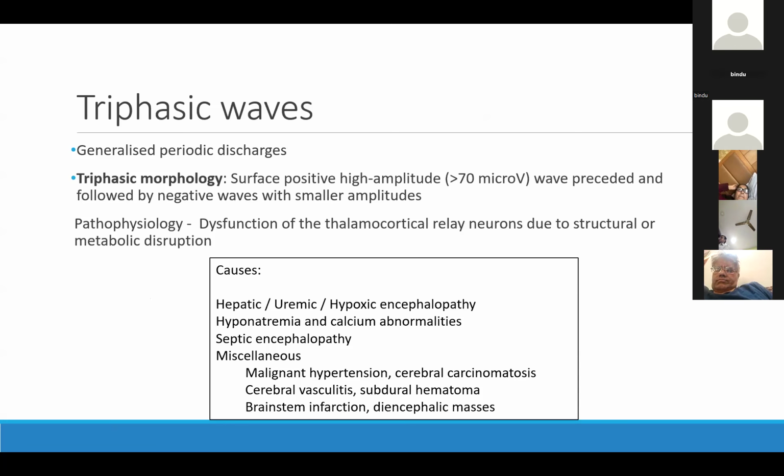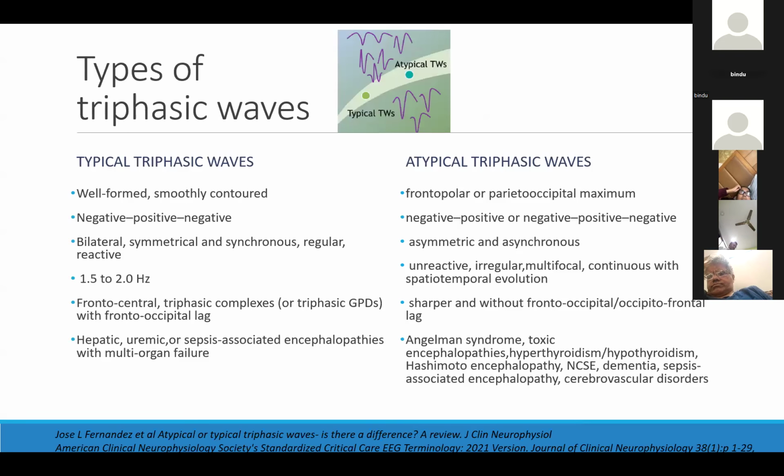Triphasic waves are an important category of transients that are seen in metabolic encephalopathy. The new terminology is generalized periodic discharges of triphasic morphology according to ACNS guidelines. These are surface positive waves of high amplitude, more than 70 microvolts, preceded and followed by negative waves of smaller amplitude, which is the typical triphasic wave. The pathophysiology is due to dysfunction of the thalamocortical relay neurons. The thalamocortical projections fire at various rates, so it can present with anteroposterior or posteroanterior delays.